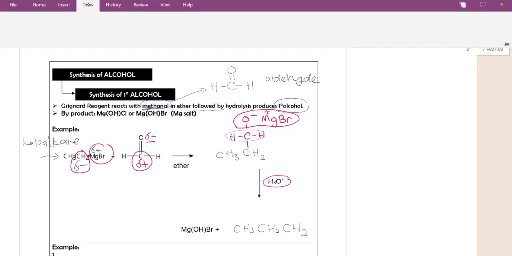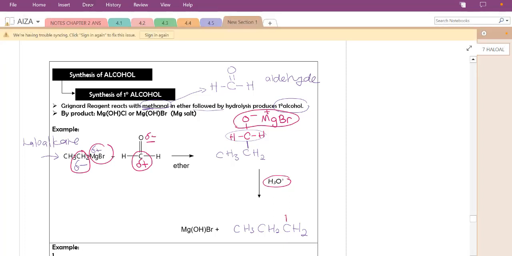So, daripada OMgBr, dia akan jadi OH after hydrolysis. Okay, so ini adalah primary alcohol. Carbon attached to OH, that carbon only attached to one carbon. So, this is the by-product.